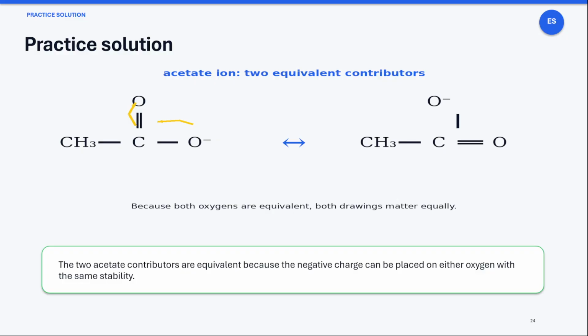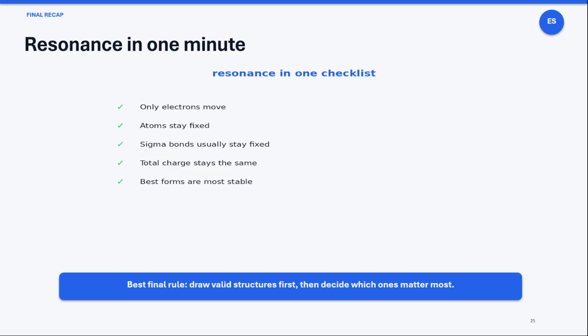Slide 24. Here is the solution. The negative oxygen donates a lone pair to form a carbon-oxygen pi bond. At the same time, the existing carbon-oxygen pi bond moves on to the other oxygen. Now the double bond is on the other side, and the negative charge is on the other oxygen. These 2 acetate contributors are equivalent because both have full octets. Both have 1 negative charge, and both place the negative charge on oxygen.